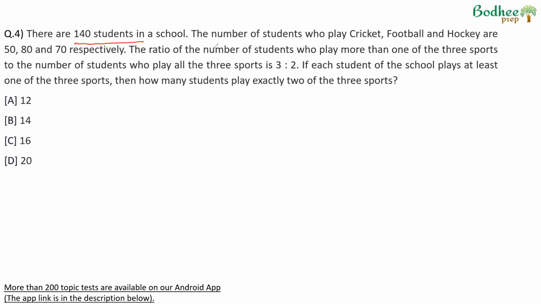There are 140 students in a school. The numbers of students who play cricket, football, and hockey are 50, 80, 70. The ratio of the number of students who play more than one of the three sports to the number of students who play all three sports.